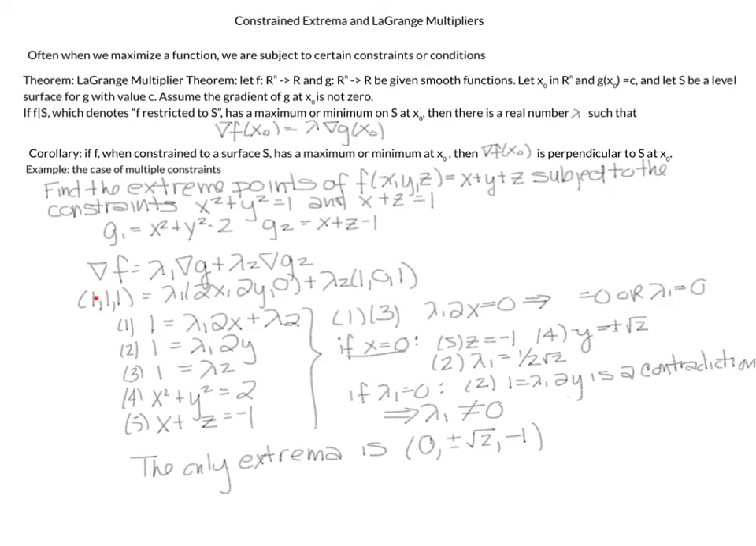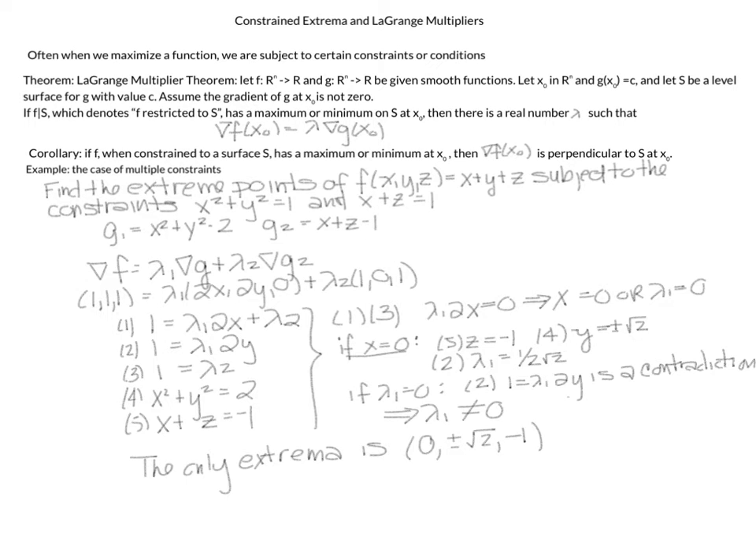And then we set our equations. So we have an equation for x, we have an equation for y, we have our last equation for z, which is just 1 times 0 plus lambda 2 equals lambda 2. And additionally, we have our 2 constraints.